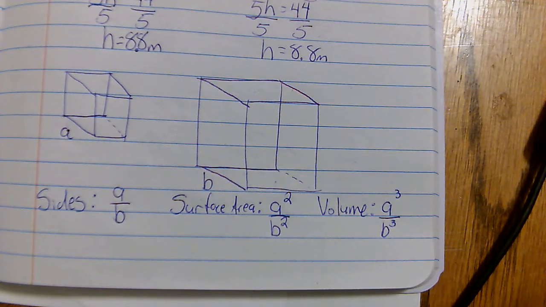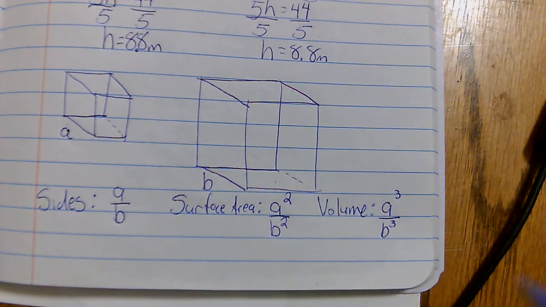It can be a cylinder, it can be a square pyramid, it can be a pentagonal prism, it can be any kind of solid, and as long as they are similar, these three things will be true.